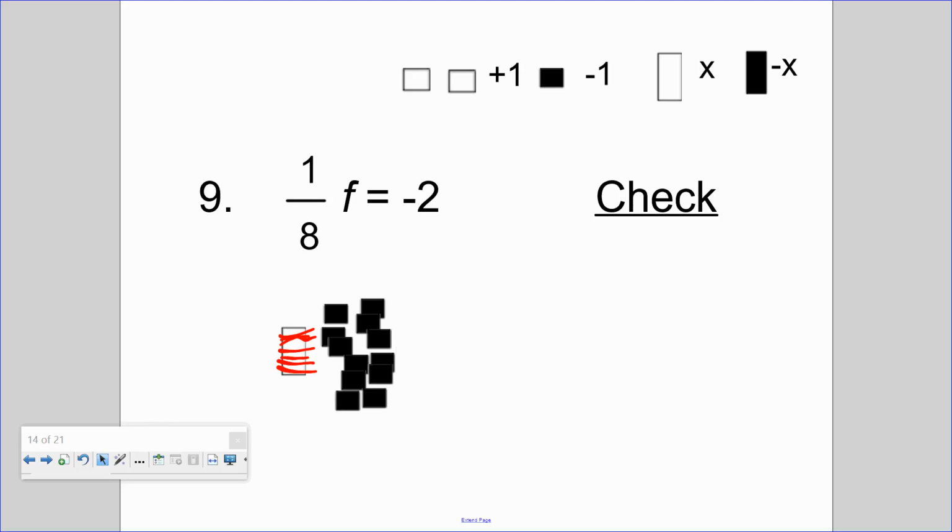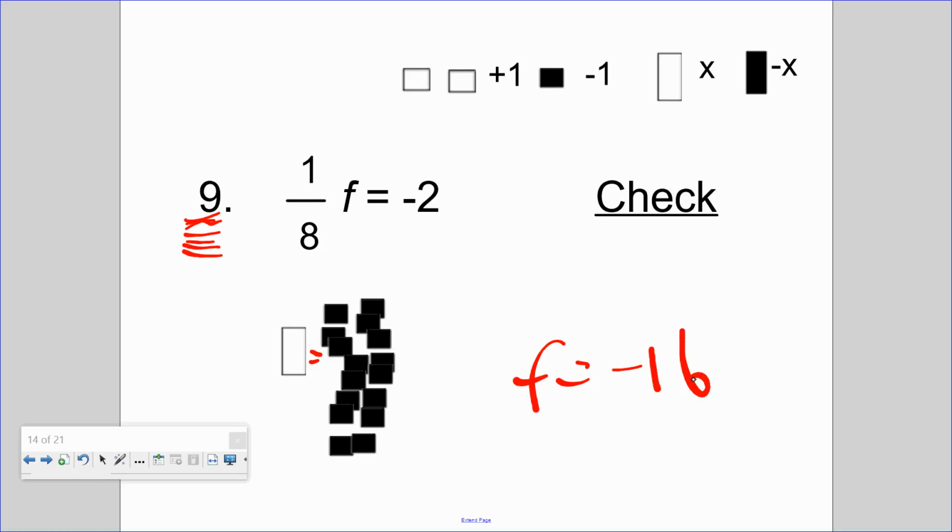1, 2, 3, 4, 5, 6. The next eighth is -2. And the last eighth is -2. So if I take this away, f is equal to -16. Let's check our work. Substitute the f with -16. If you have -16 and you're dividing into eighths, it'd be -2. Check mark.